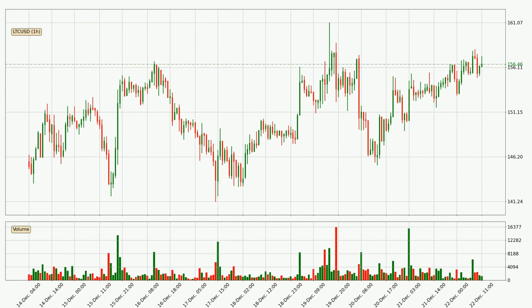By taking a look at the hourly time frame for Litecoin, the price moved up around 2.2% in the last 24 hours, with a current price of 156. And the volume wasn't especially high, so this move wasn't very strong.